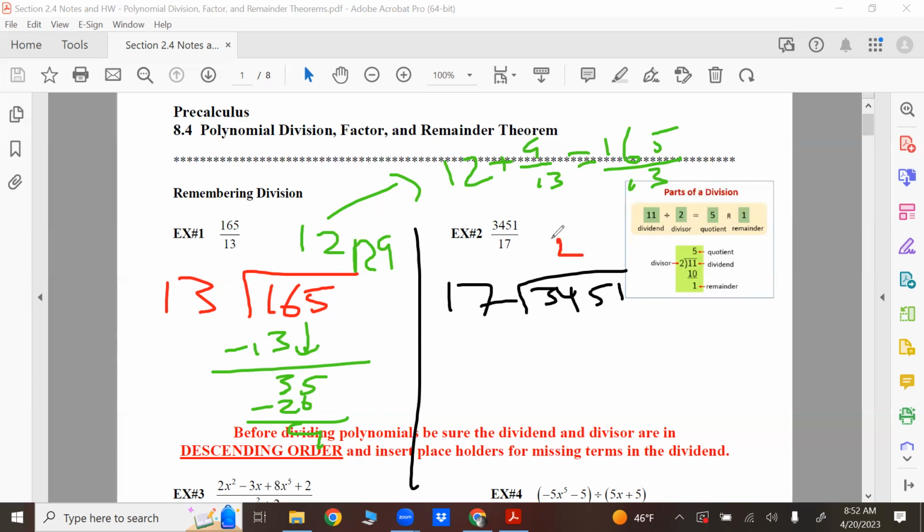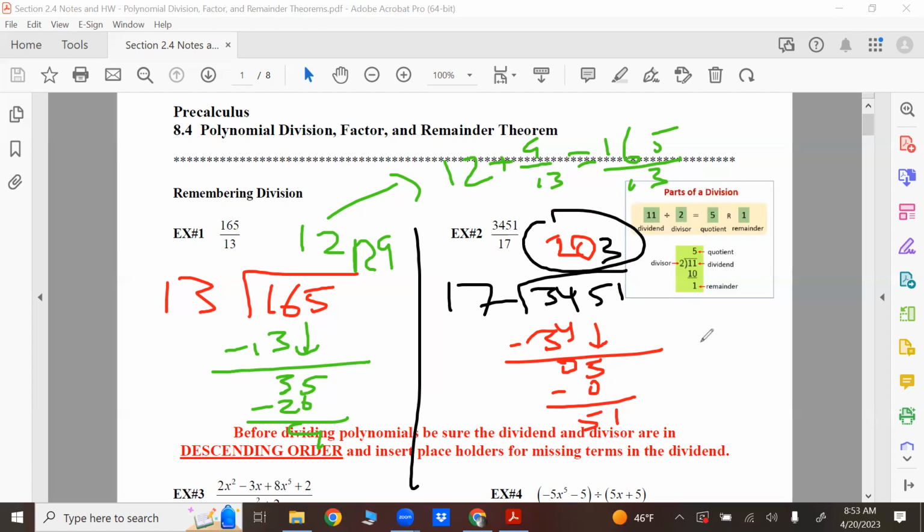Twice. So you get 34. Now, fortunately, that is 0. But you still got to bring the 5 down. Now, it's a little tricky. You don't bring the 1 down yet. It's going to be 0. 17 goes into 5 0 times, so you got to put a 0. It's one of those weird things with math when we do division. And that goes in 3 times perfectly. So the answer is 203.